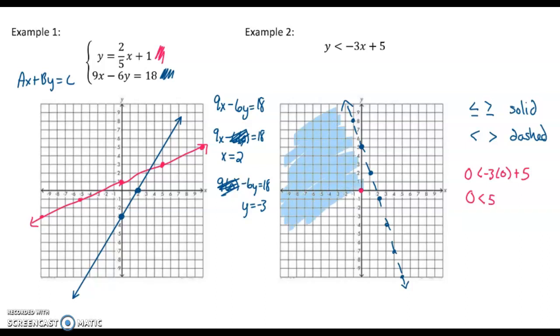So because when I tested the point, it is 0 is less than 5, that's what I mean by true. It is true that 0 is less than 5. So if it's true, you shade on the side of the line where that point is. And if it's false, you shade on the opposite side of the line.